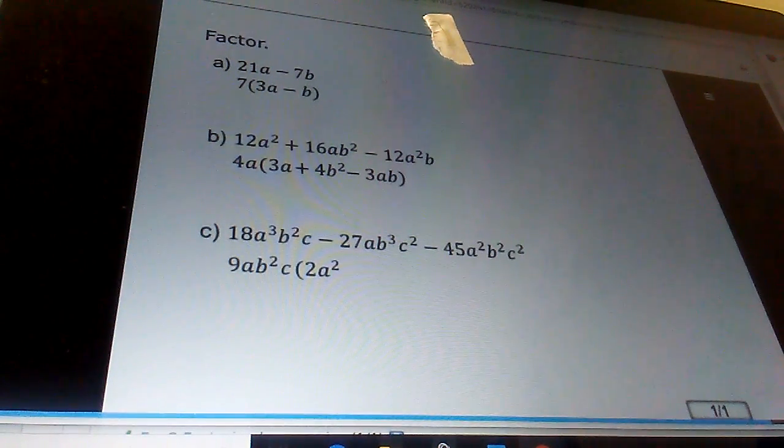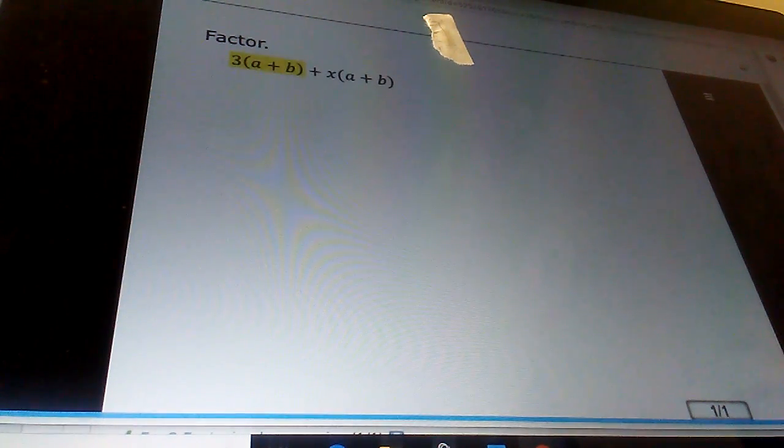Negative 27ab cubed c squared divided by 9ab squared c is negative 3bc. Negative 45a squared b squared c squared divided by 9ab squared c is negative 5ac. The expression is factored completely.